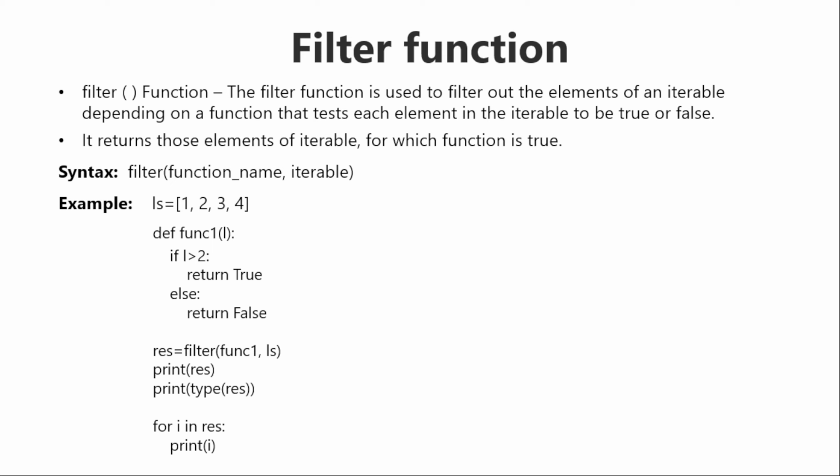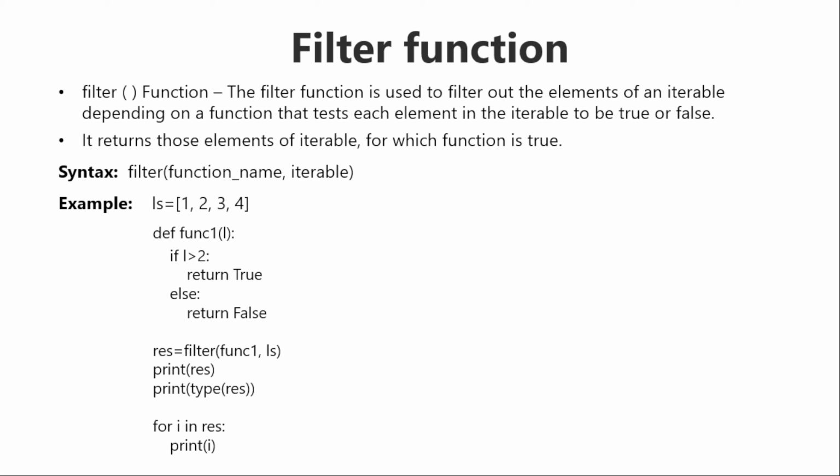The syntax is filter(function name, iterable). For example, ls = [1, 2, 3, 4]. I have defined a function, def func1(l): if l is greater than 2, return True, else return False. So I've created a function, func1, and I have described a variable there. The variable will be the iterable elements, which are 1, 2, 3, 4, that test the condition if l is greater than 2. If an iterable object is greater than 2, it returns true, or else it returns false. So finally, the filter function returns only the elements which are true.